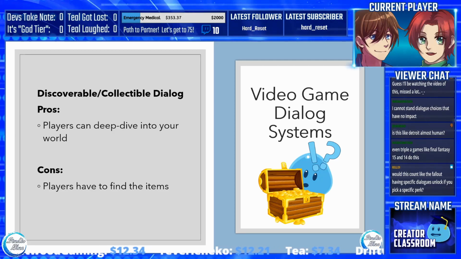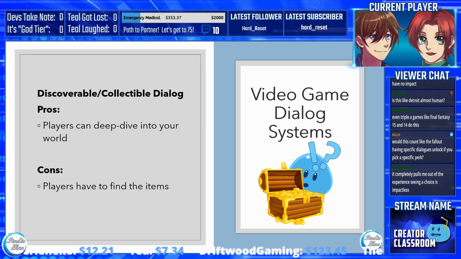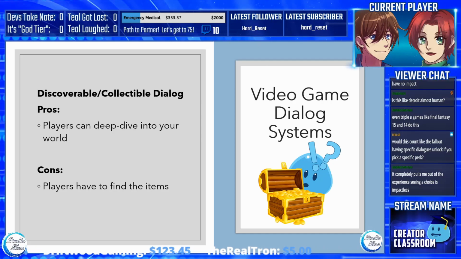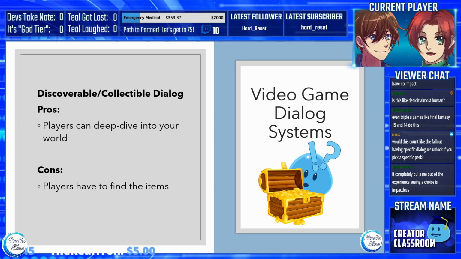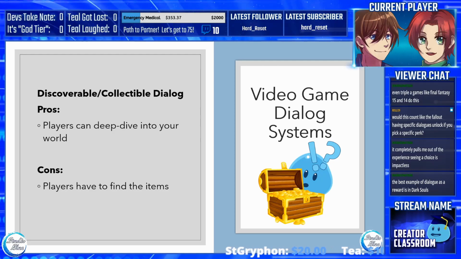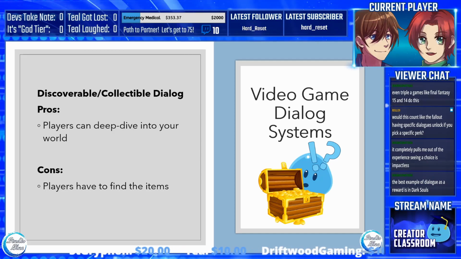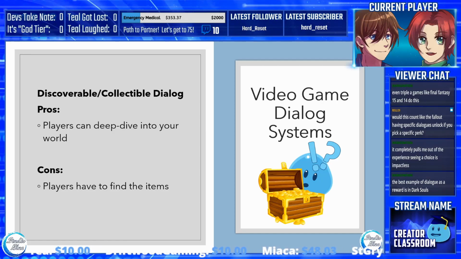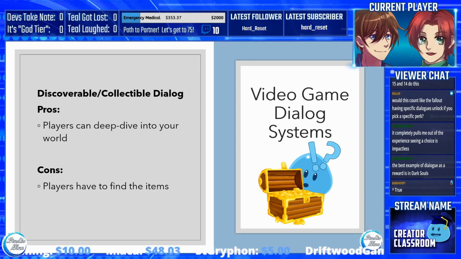Another example is the computer terminals in Fallout games. Those are very good for that. You can actually have a complete side story on people you'll never meet by reading various computer terminals. That is environmental storytelling. The pro to this is that players who choose to can do a deep dive into your world. People such as myself, who are very lore hungry, take every opportunity to grab these collectible dialogue things. Books, scrolls, computers, whatever.